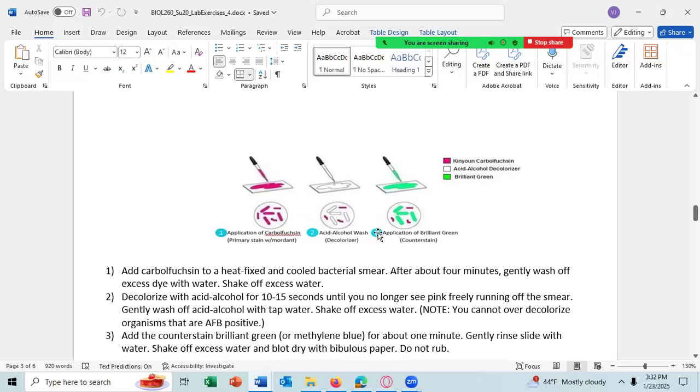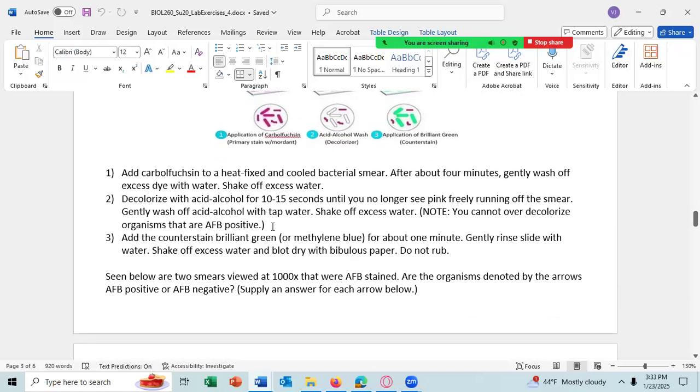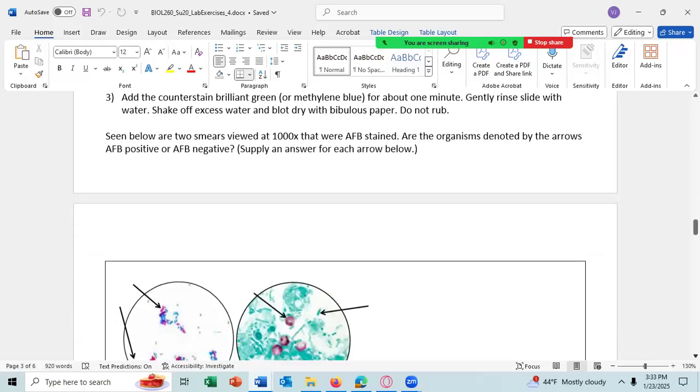You then apply the brilliant green as a counter stain, and the acid-fast negative cells will stain green, and the acid-fast positive cells will stain pink. They're pink from the carbol fuchsin, and they're green from the brilliant green. Any question about any of that? All right, there's the steps for the acid-fast stain, and then answer the questions.